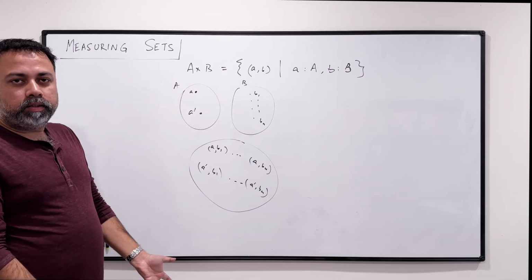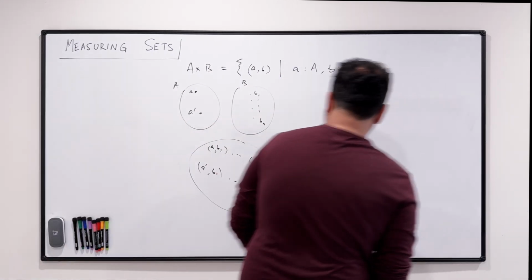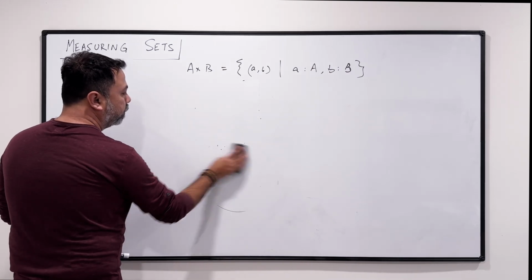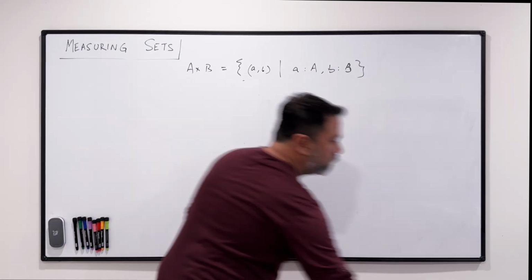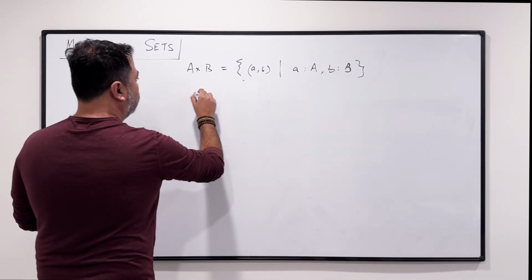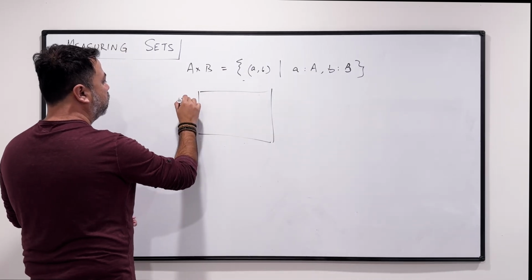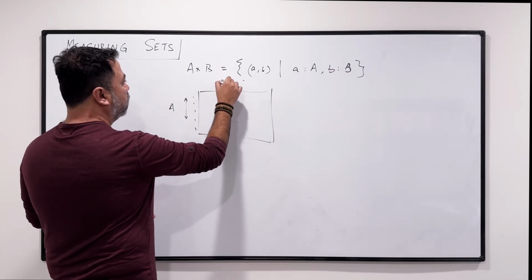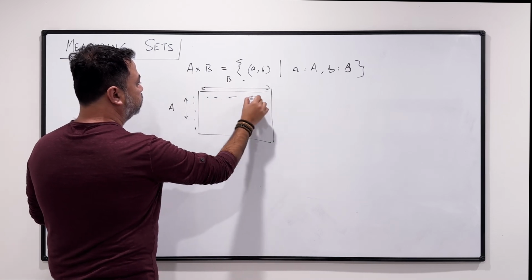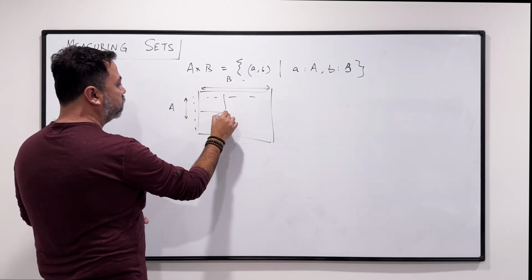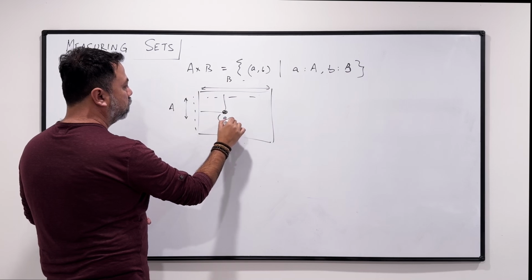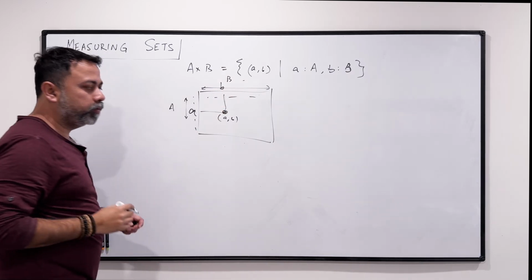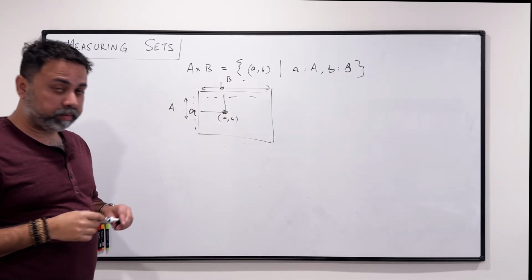So of course there's a product construction, because you can represent this diagrammatically in a different way. You can say there is a rectangle where all the a's appear along one side, and all the b's appear along the other. Every point in it is a pair (a, b), where a comes from here and b comes from here, and each such combination is a pair.